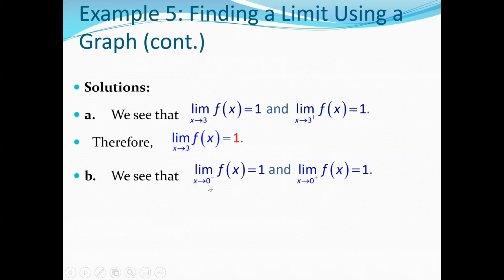Now if we have 0 from the left is 1, and 0 from the right is also 1, then again the same thing, the limit exists. Even though f(0) equals 2, the limit of f(x) as x approaches 0 will give us 1.